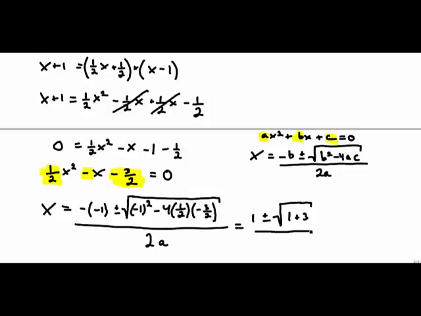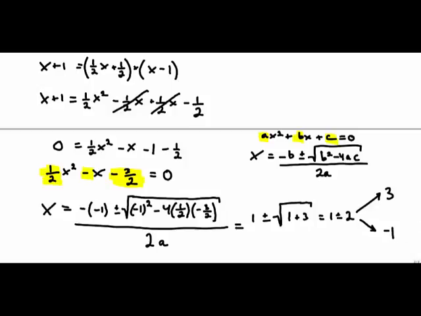And everything divided by, we didn't write a, so a is a half, 2 times a half is 1, so we don't even have to write divided by 1, we're just going to leave it like that. Let's clean it up a little bit more. Plus minus square root of 1 plus 3 is square root of 4, which is equal to 2. Now we have two solutions. 1 plus 2 and 1 minus 2. So 1 plus 2 is equal to 3 and 1 minus 2 is equal to minus 1.